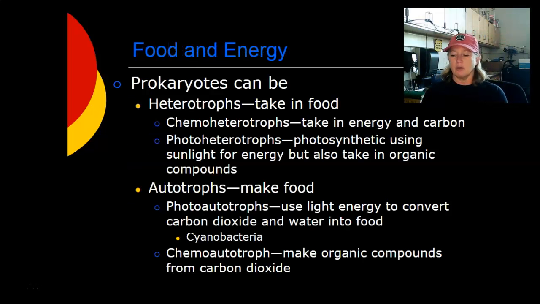Prokaryotes can be heterotrophs, where they take in food, and there's 2 different kinds. You can have chemoheterotrophs that take in energy and carbon, and you have photoheterotrophs that are photosynthetic, using sunlight for energy, but they also take in organic compounds. Autotrophs can be photoautotrophs, where they use light and photosynthesis to convert carbon dioxide and water into food, or you've got chemoautotrophs that make organic compounds from carbon dioxide.